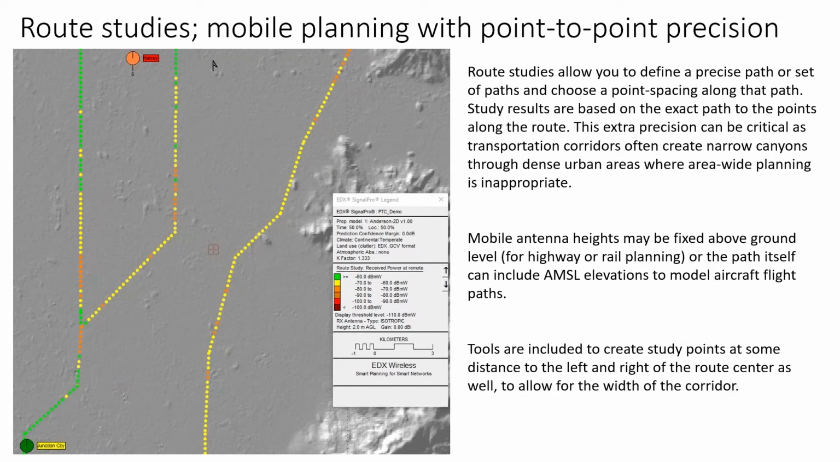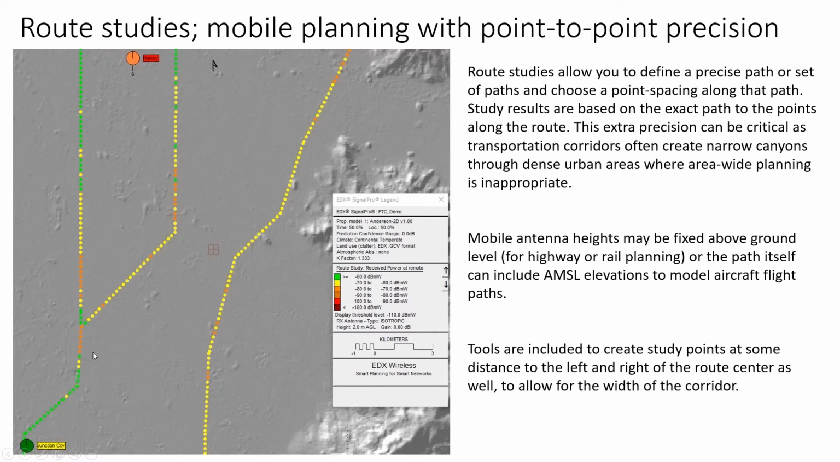What we do with the route study is we plug in the exact paths that either the railroad tracks or the highways follow, and we can run essentially a point-to-point prediction to study points that we position right in the middle of that route, so that you can get a prediction for the exact center of the right-of-way.